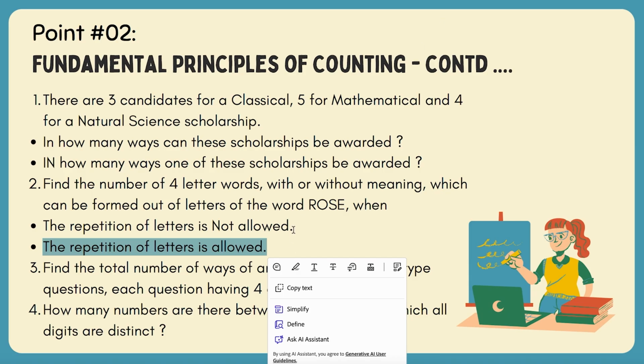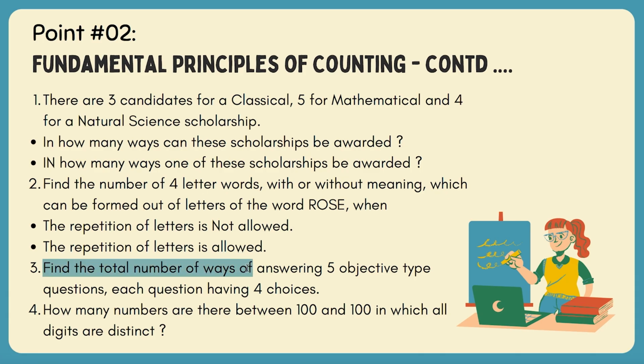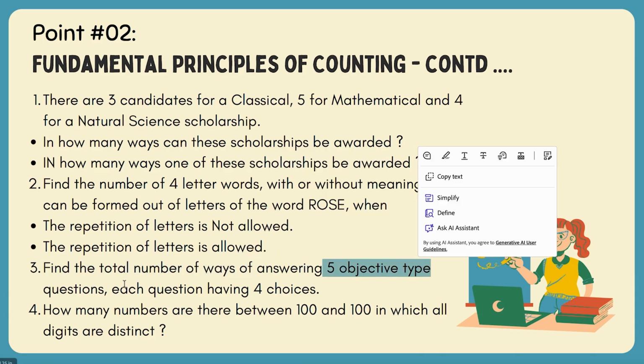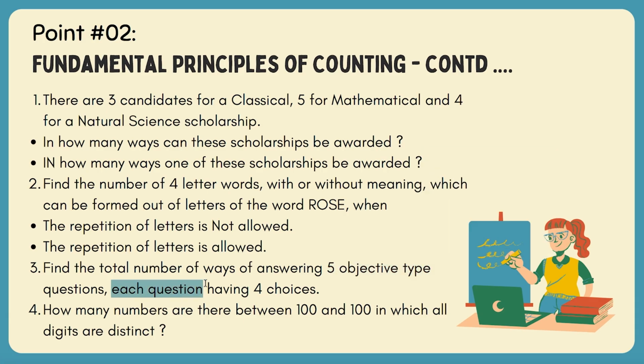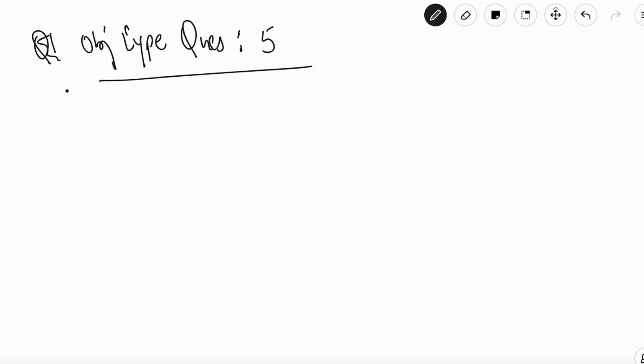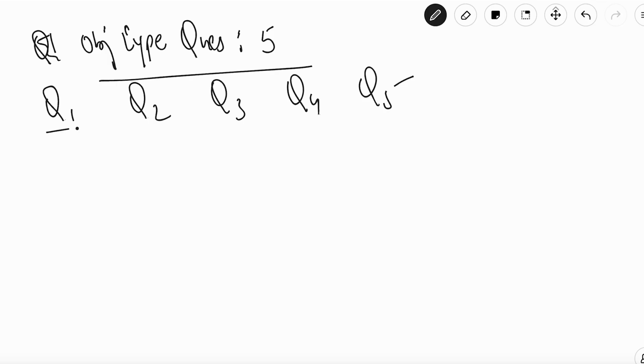Let's take another question. Find the total number of ways of answering 5 objective type questions. Here I have 5 objective type questions. Each question is having 4 choices. Let's say I have 5 questions: question 1, question 2, question 3, question 4 and question number 5.